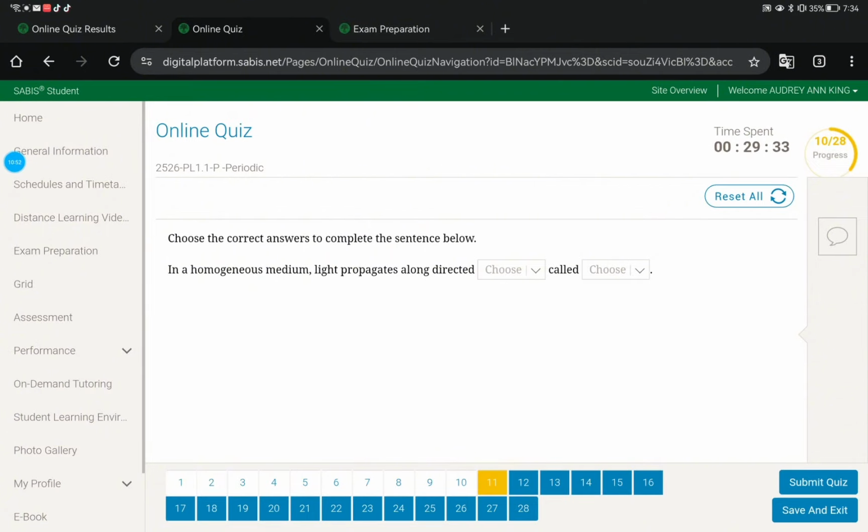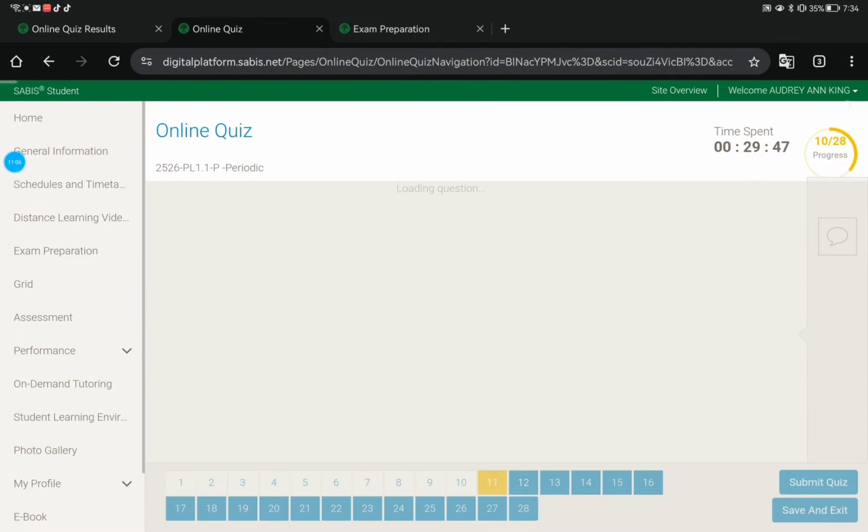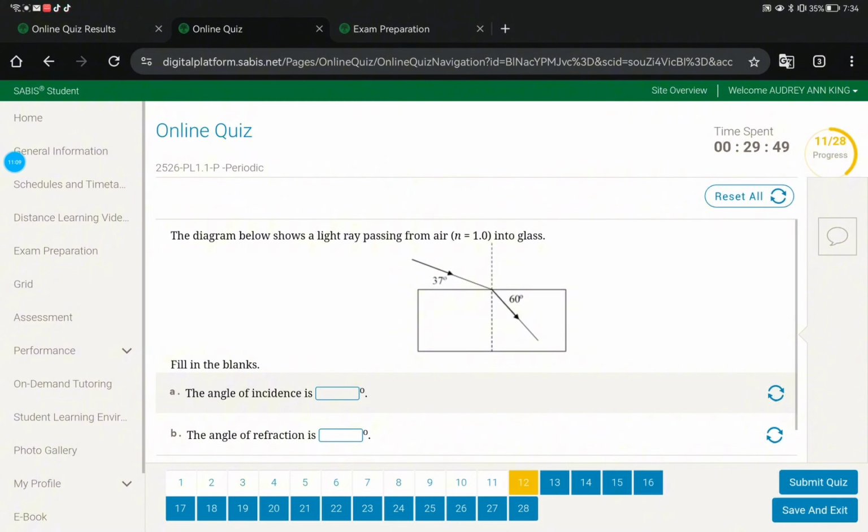In a homogeneous medium, light propagates along directed straight lines called rays. Now, we had this question before. It's kind of like a rule, you just need to learn it. Because again, light will always travel in straight lines, and they're called rays.